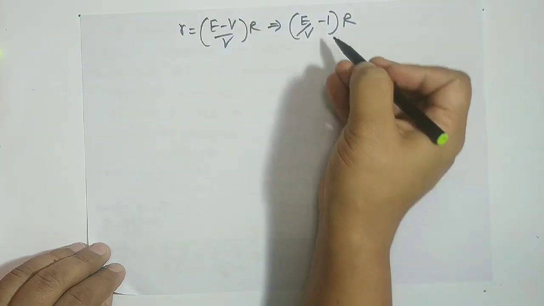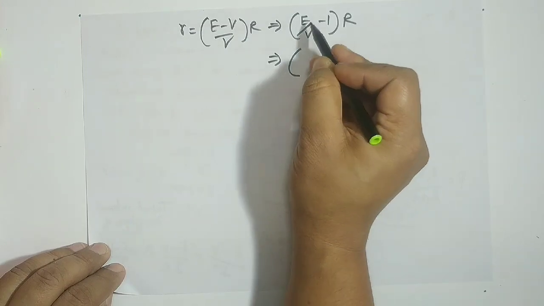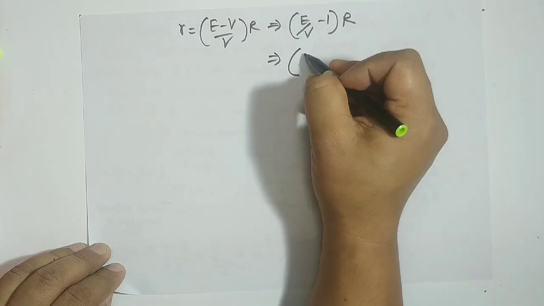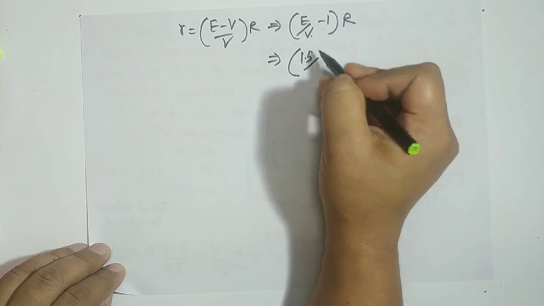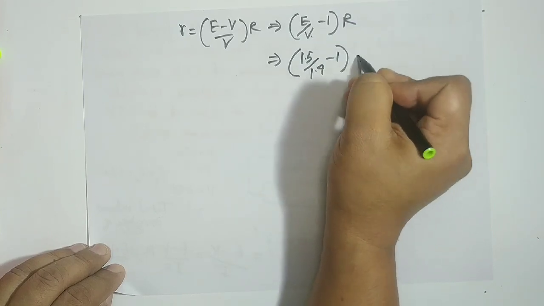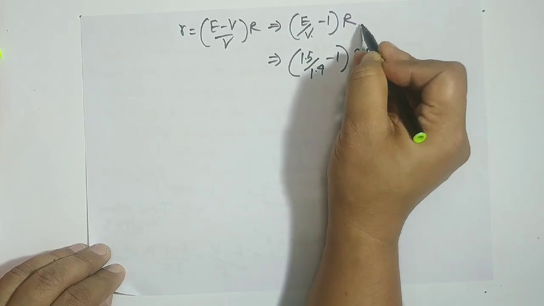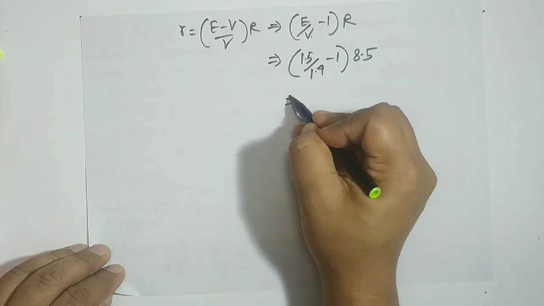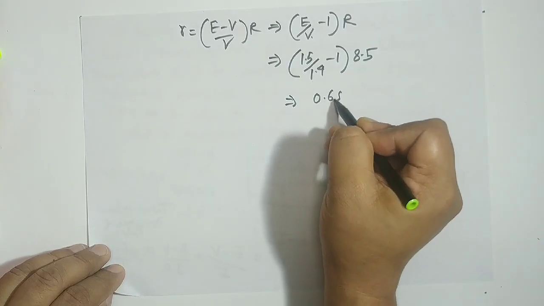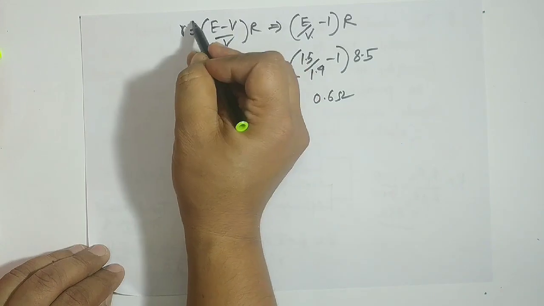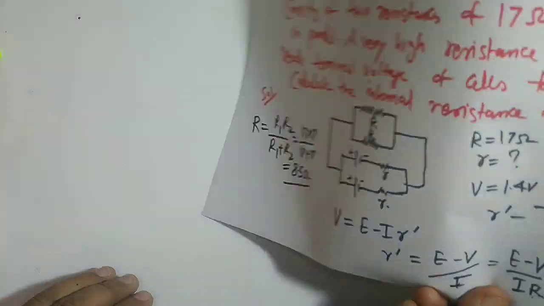So I can put the value. What is E? E is 1.5. What is V? 1.4. What is capital R? The equivalent resistance, that is 8.5. To calculate it, I am getting 0.6 ohm. This is the internal resistance which I am getting.